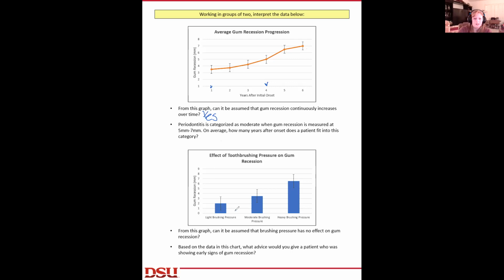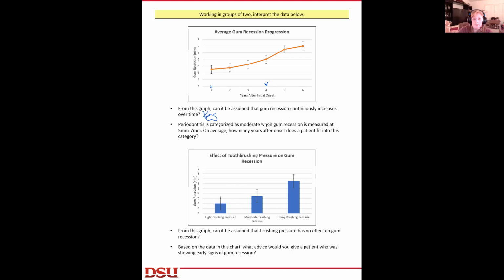All right, this is our bar graph here. So we're looking at a one-time measurement. This is still gum recession in millimeters, but here we're looking at the brushing pressure. So I'm jumping ahead of myself too. I apologize, guys. This is going to happen sometimes. I have long, crazy days, and then I will try to do the recording at night when the kids are in bed. But by then, my brain is fried.